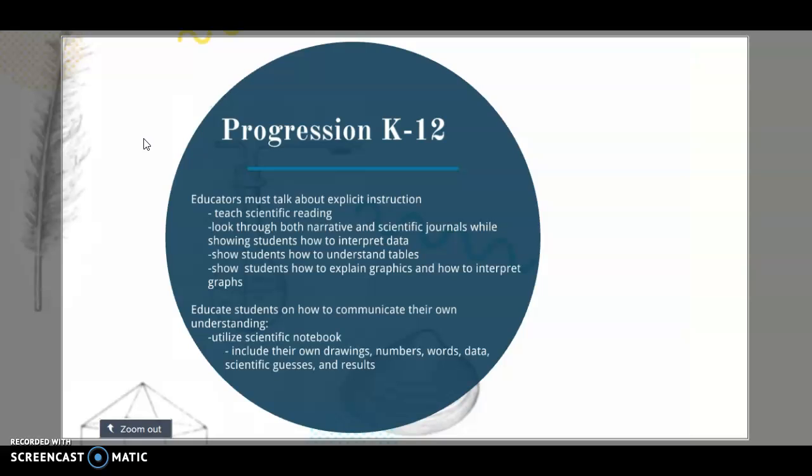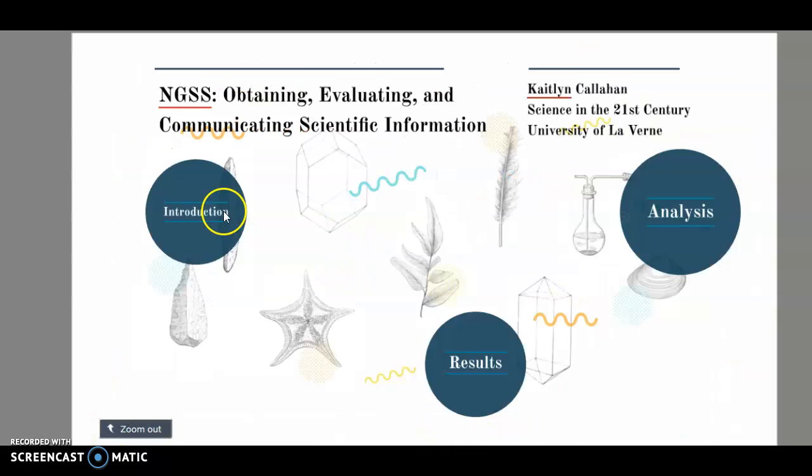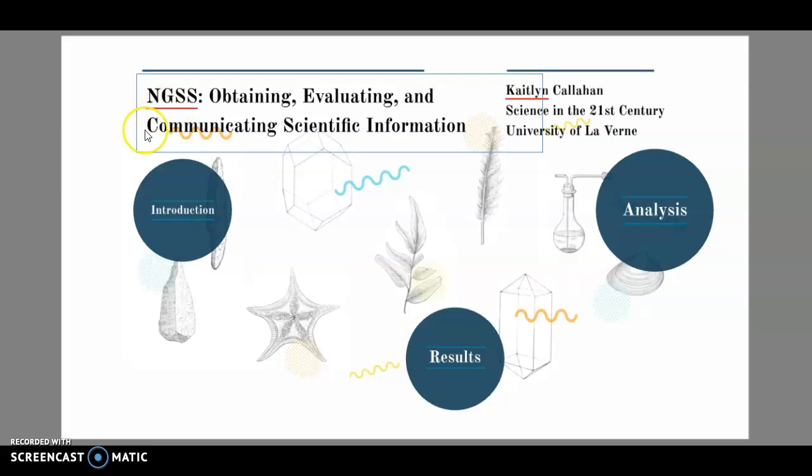We also need to educate students on how to communicate their own understanding and findings, typically through the use of a scientific notebook. They need to be able to include their own drawings, numbers they found in their data, words they've used or heard the teacher use, data, scientific guesses, and results. Through all of this that I've discussed, we learn how to obtain, evaluate, and communicate scientific information within ourselves as educators and teachers.